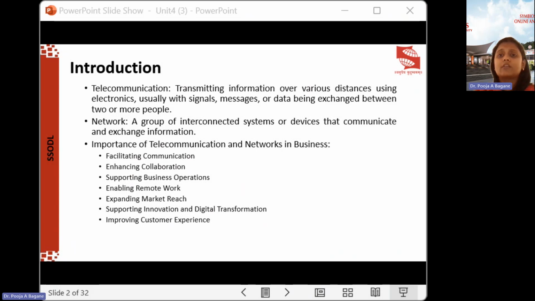So first is facilitating communication, then enhancing collaboration, then supporting business operations, then enabling remote work, expanding market reach, supporting innovation and digital transformation, improving customer experiences. So those are the importance of telecommunication and networking in businesses. We are going to discuss them one by one. The first is facilitating communication.